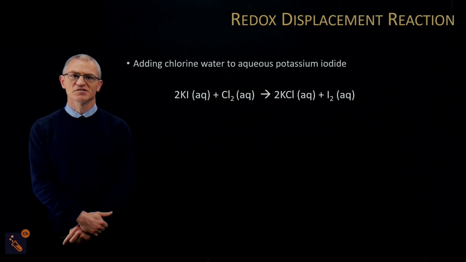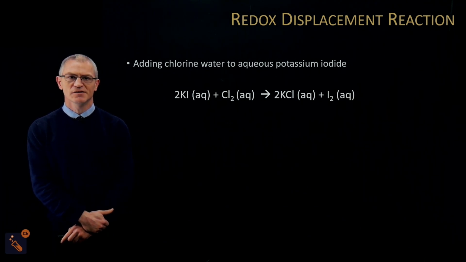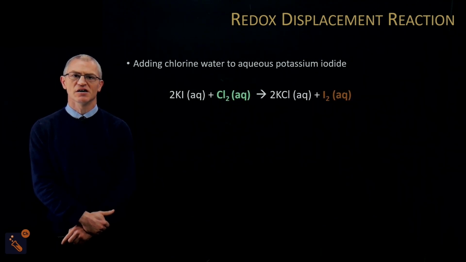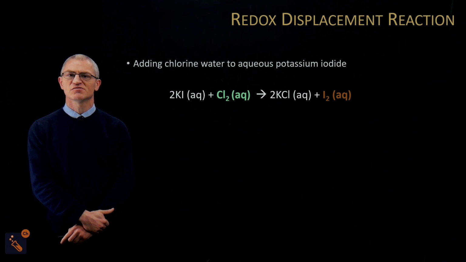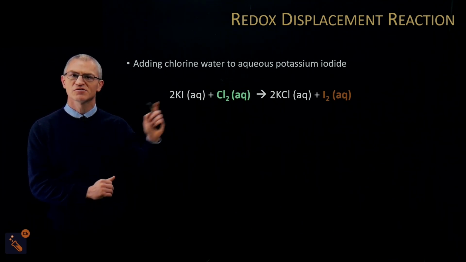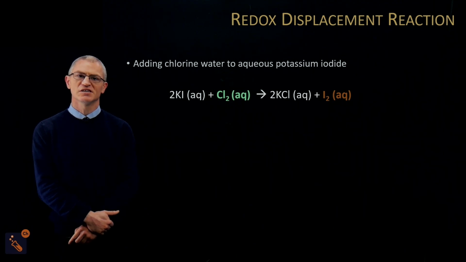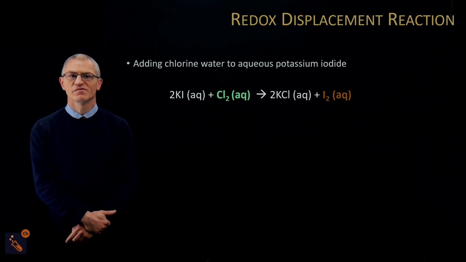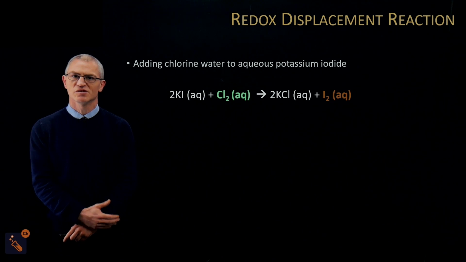Right, let's look at another example in terms of redox and a displacement. So if you add chlorine water to aqueous potassium iodide, as you've got here, we can do exactly the same thing. We can turn it into an ionic equation. But first, let's just remind you of the colours, because you need those for the course. Pale green for chlorine, as you can see, and dark brown for iodine when it's both in water.